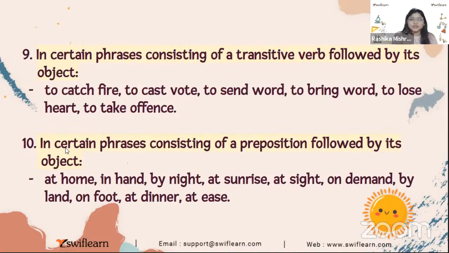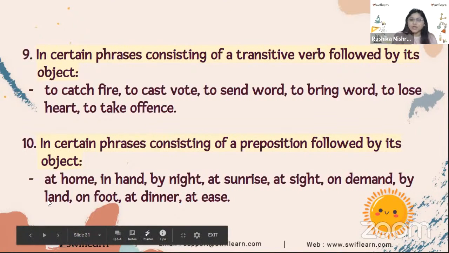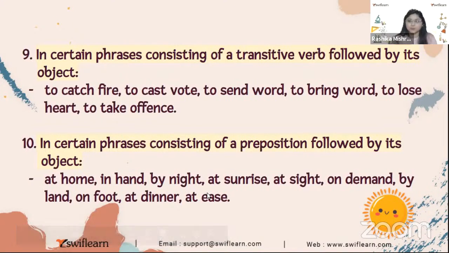Now, tenth condition: in certain phrases consisting of a preposition followed by its object. If we have some preposition here, before the preposition we will not use any article. For example, at home. So at is the preposition here. In hand, by night, at sunrise, at sight, on demand, by land, on foot, at dinner, and at ease. So these are the prepositions, and we will not use any article before any preposition.